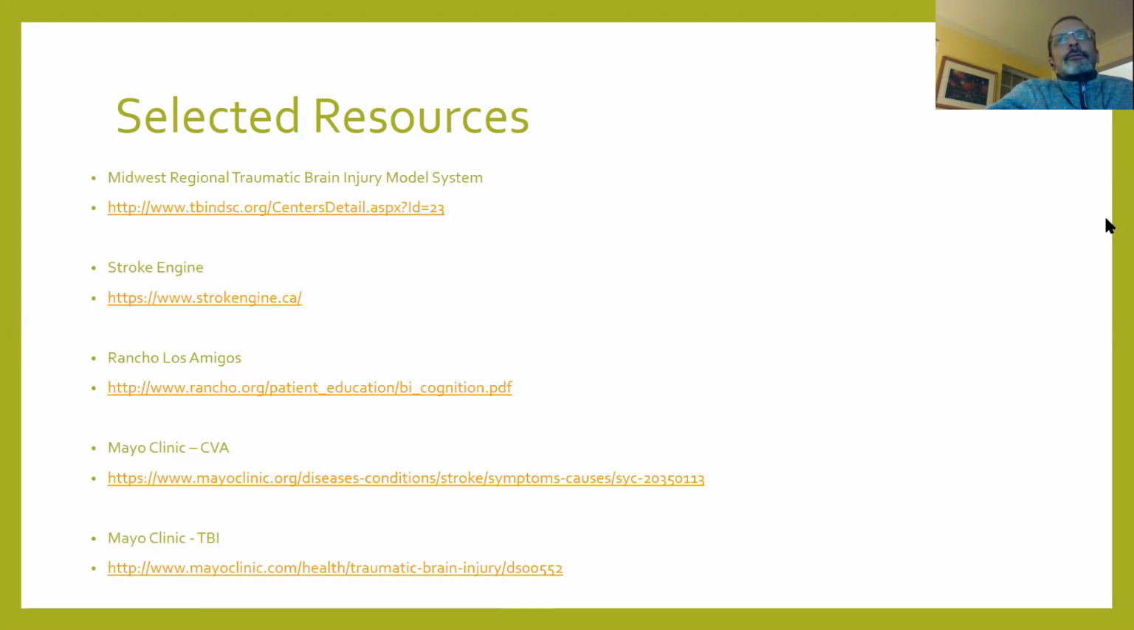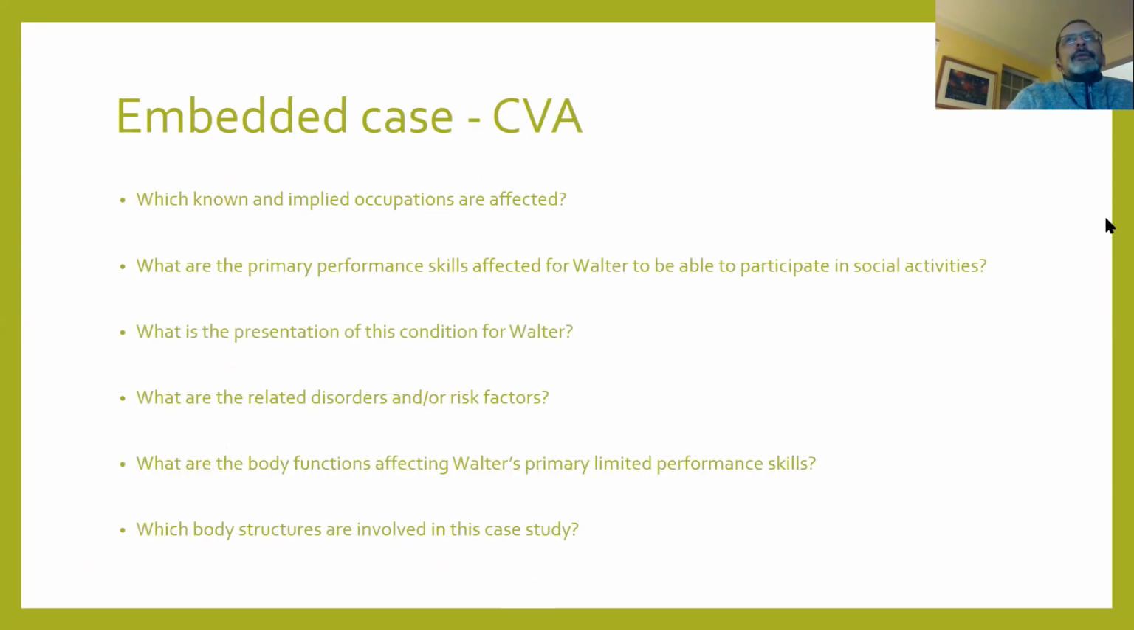Stroke Engine's a great resource. It has a lot of assessment measures within and outside the context of OT. Really good reference. This next piece talks about traumatic brain injury and links to your readings with that, but the Rancho Los Amigos level is a good education chart for patients. This is for our family members. And the Mayo Clinic is a great resource. Their online resources are excellent as well. There's the web link for stroke and the web link also for brain injury.